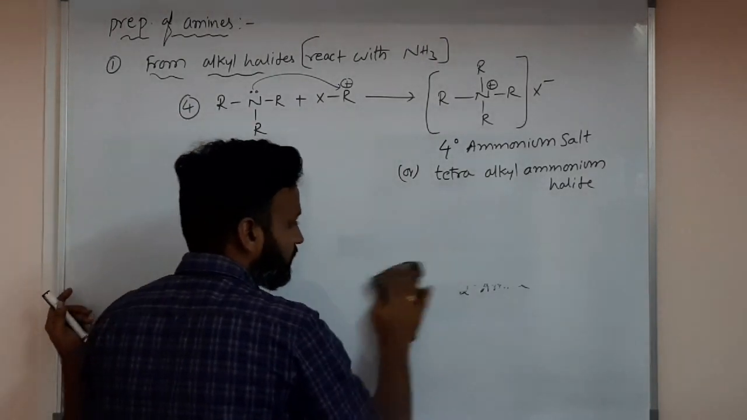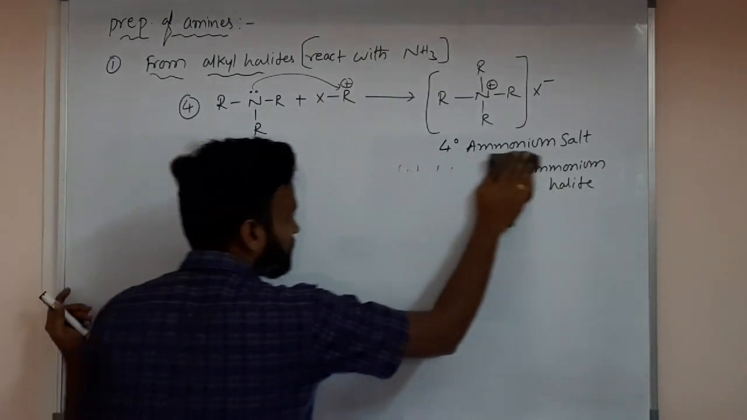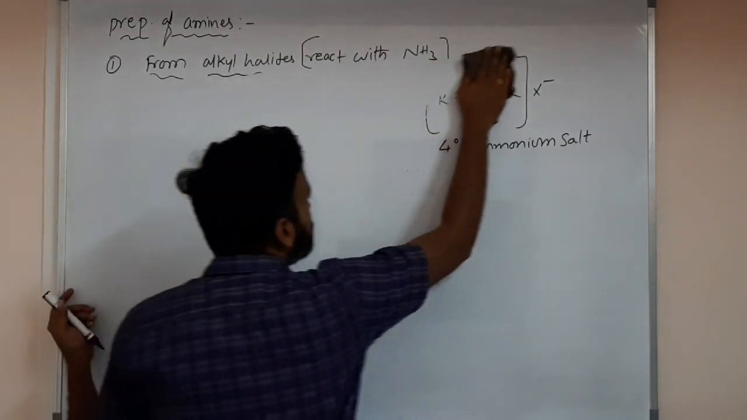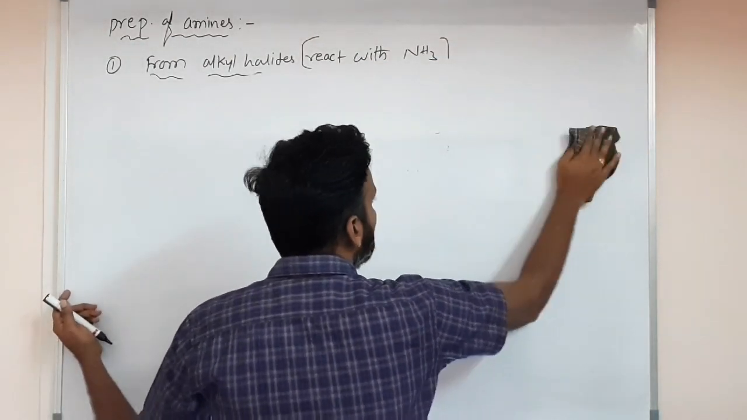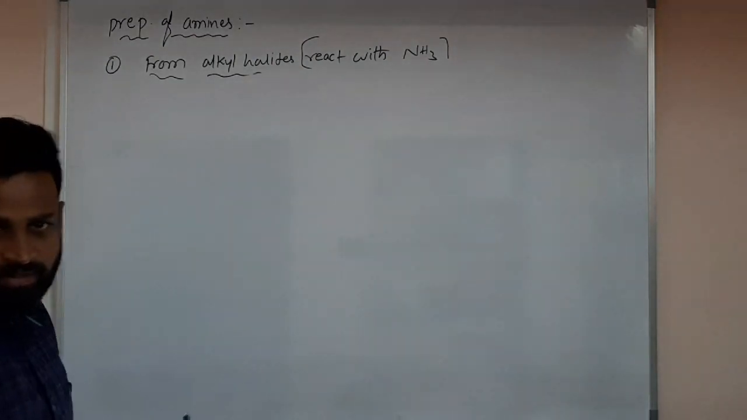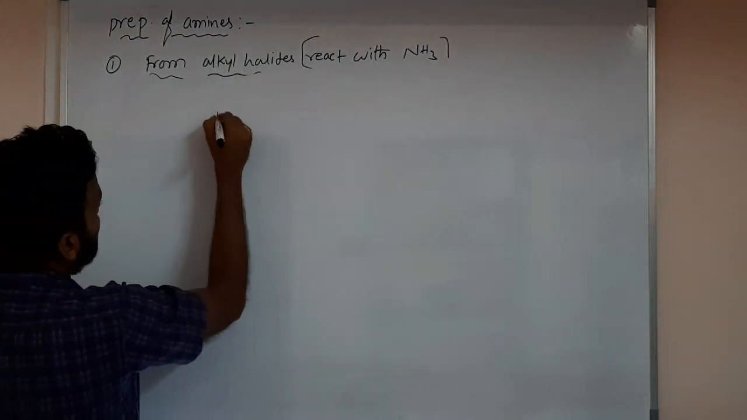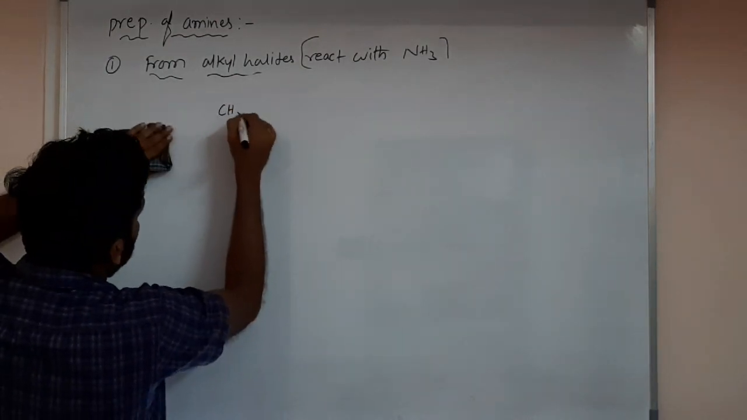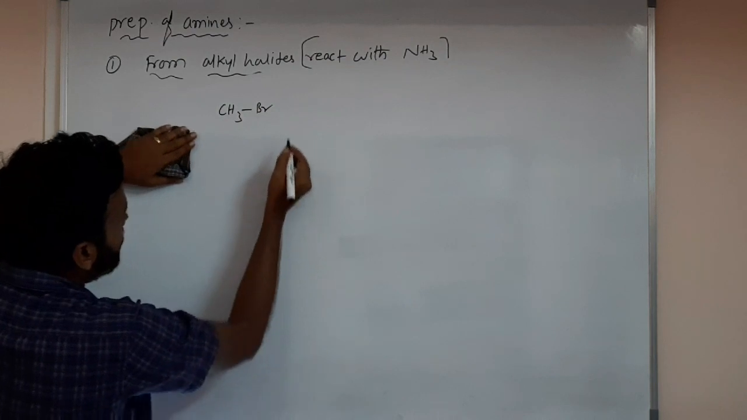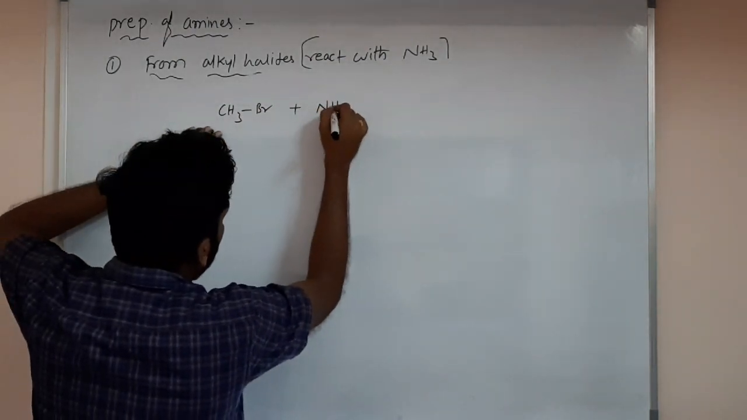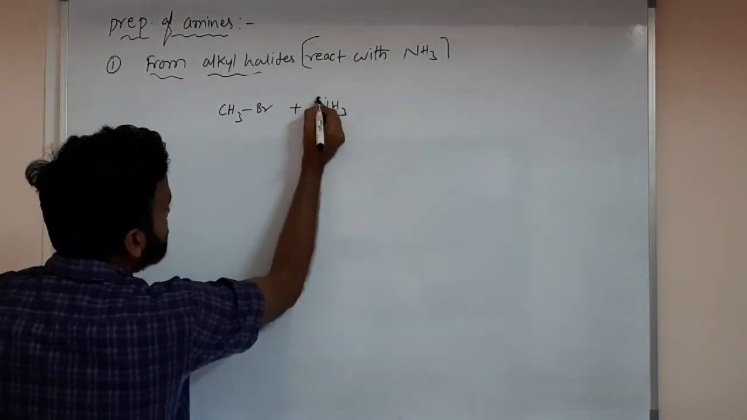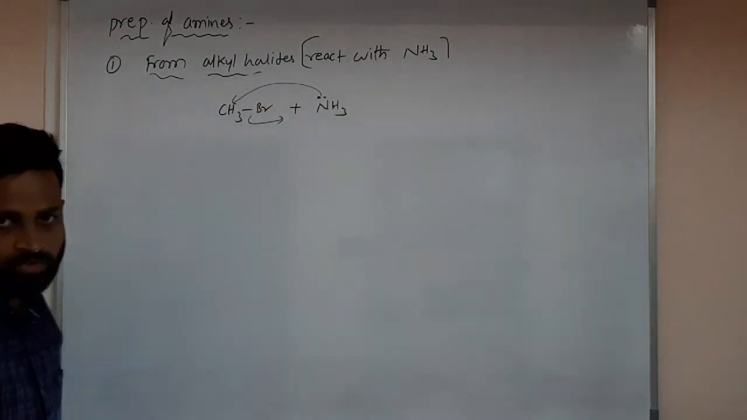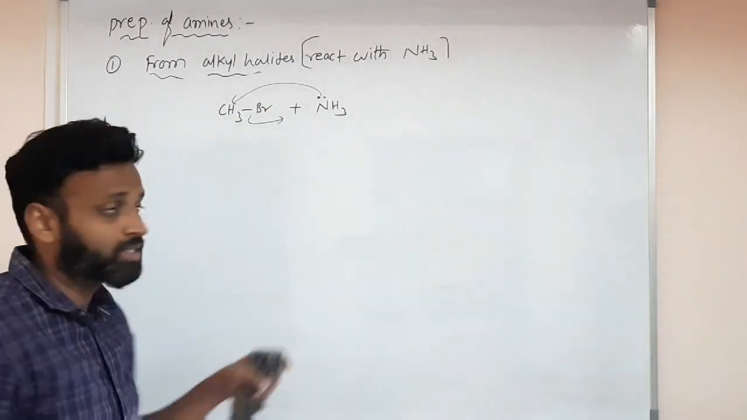So here, let's see what happens in this formation mechanism. The mechanism is very simple. First, ammonia will donate its lone pair, as I said previously. Instead of R, I'll take some alkyl group, CH3Br, and react it with ammonia, NH3. The ammonia will come here and Br will go. Br is a leaving group; I said halogen is a leaving group.